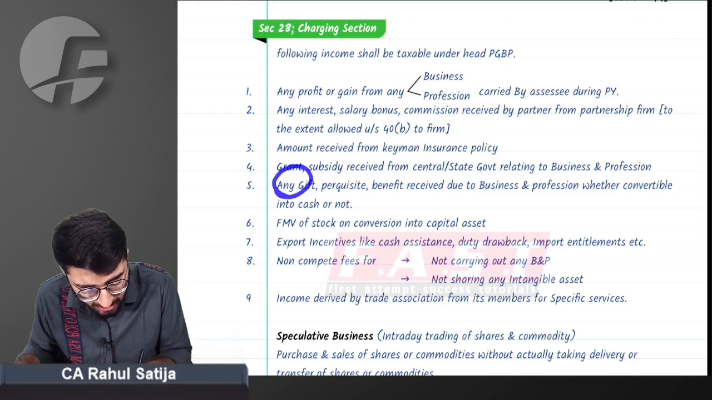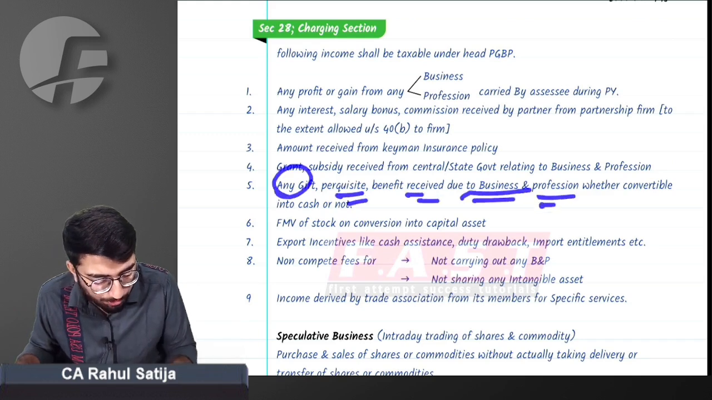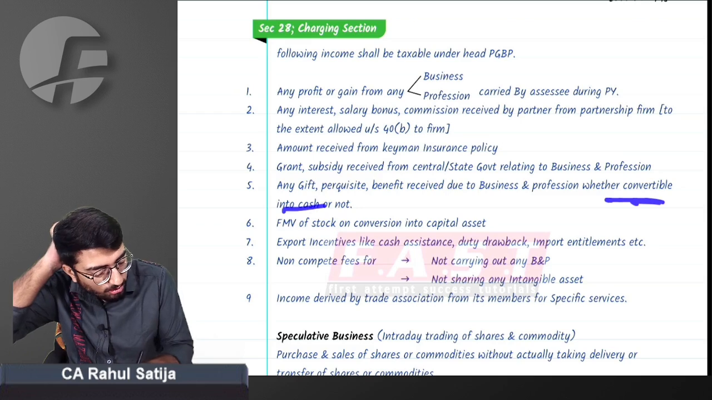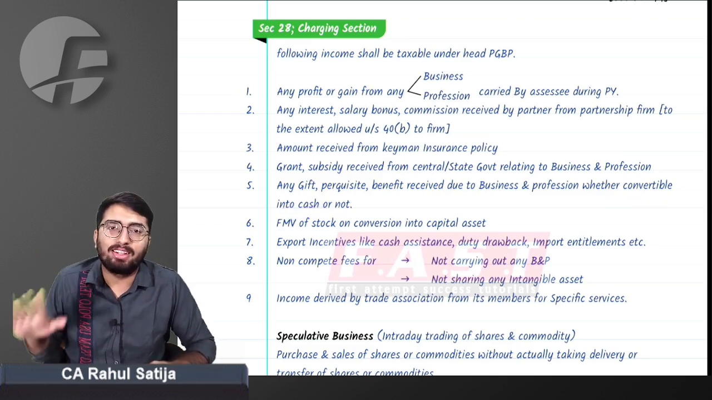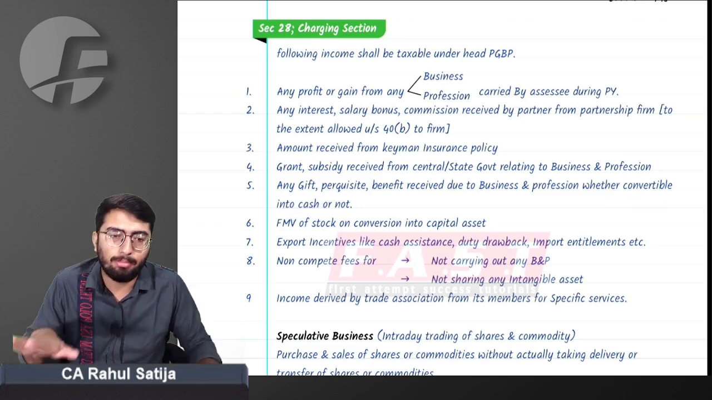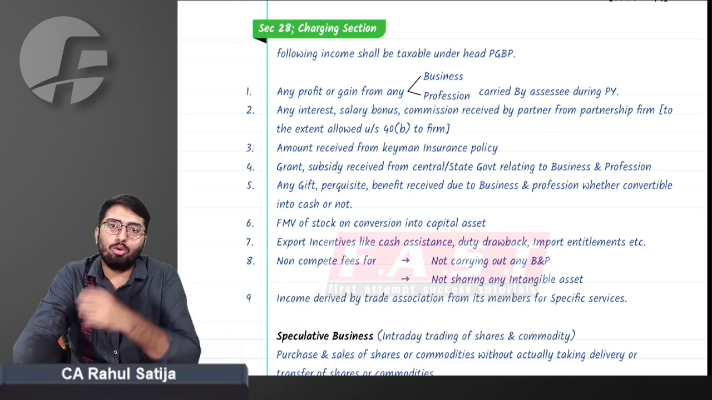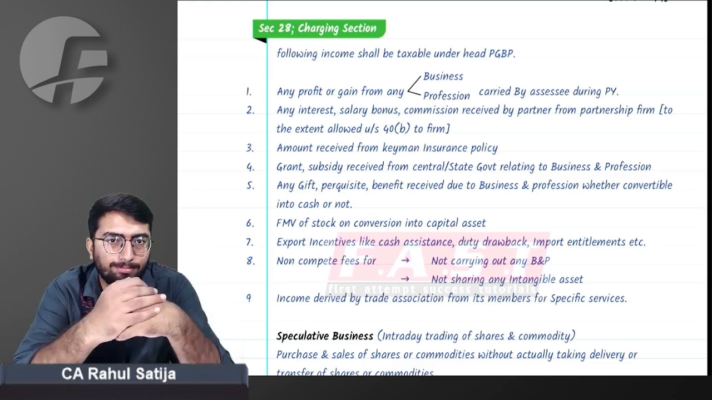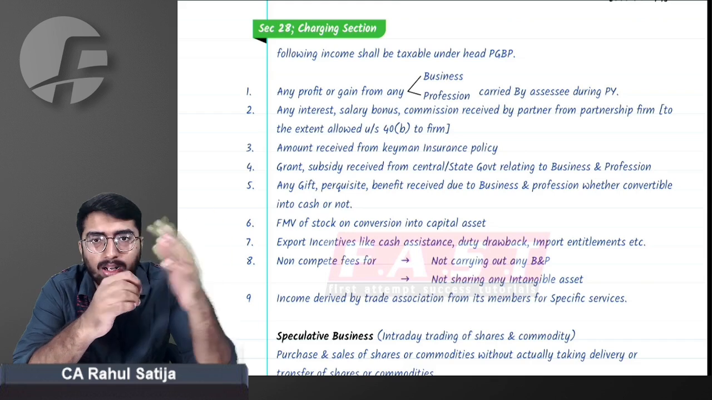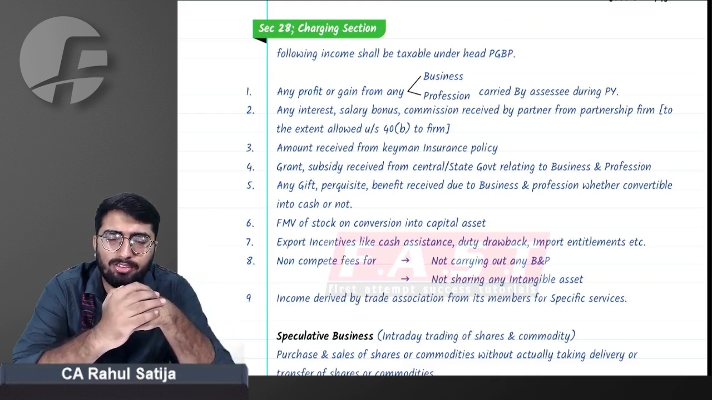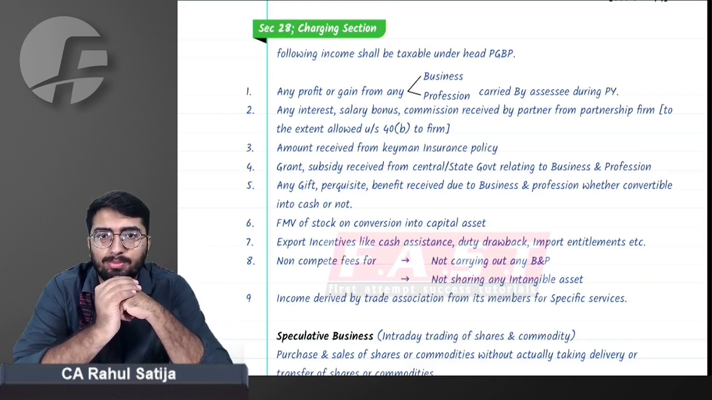Any gift or perquisites received due to business and profession, whether convertible into cash or not. For example, my father is an FMCG dealer. He is a wholesale dealer of Hindustan Unilever. He resells the product, buying from the agency and selling it to different retailers and different consumers.